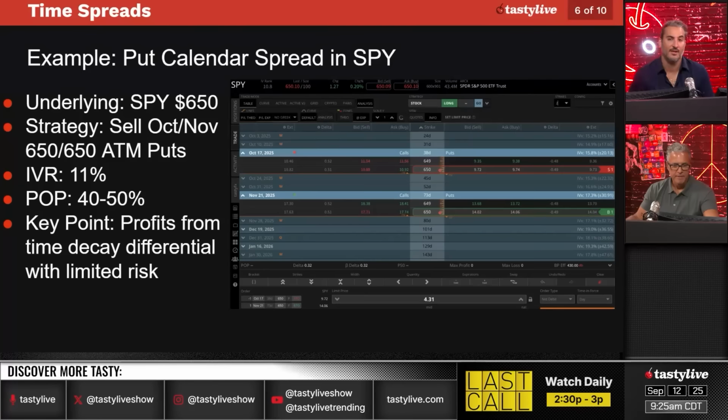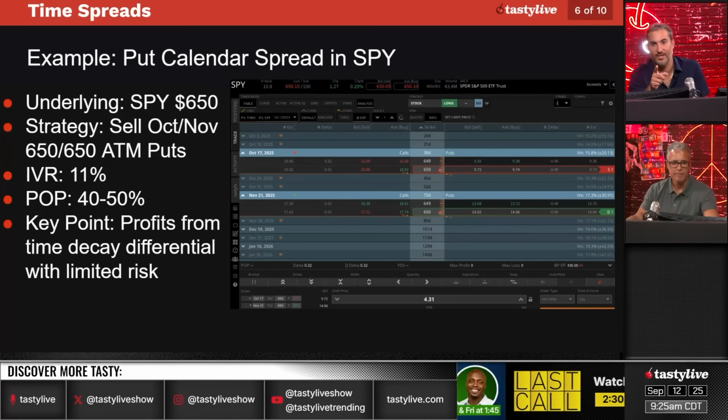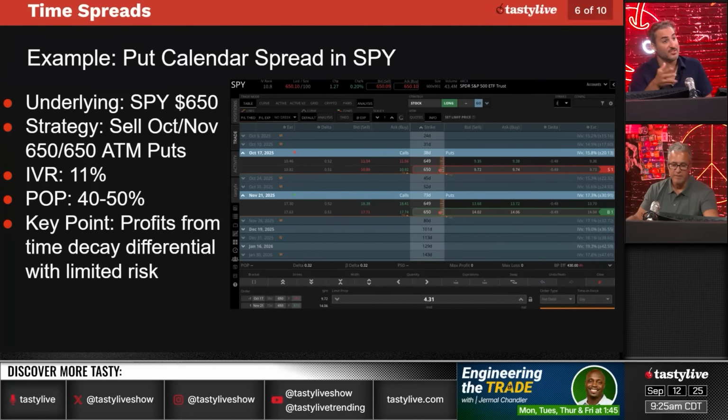The reason they chose this strike for the calendar is because it's around the 40 delta. So you have a tiny bit of delta to the downside. Very good. I like it. Key point here, profit from time decay differential with limited risk. Got a little bit of positive theta decay, at least in the short term.